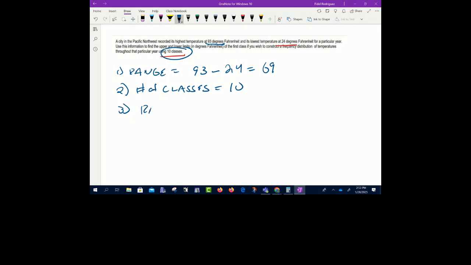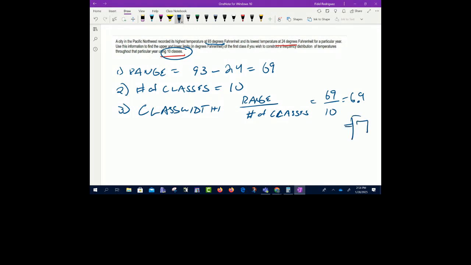So number three, y'all, we're going to find the class width. We're going to take the range and divide it by the number of classes. So we're going to take 69 divided by 10. That's going to be 6.9. Our class width, y'all, is going to be 7. Okay.